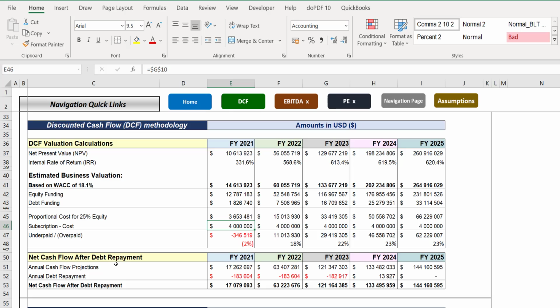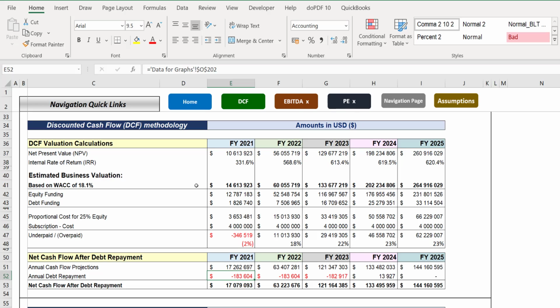And then we do a net cash flow after debt repayment. Remember, the values that are being entered as far as debt is concerned need to be serviced by interest. So you're going to be paying back both the debt and the interest in those periods. So it's going to leave you with a net cash flow in those particular years of those amounts.